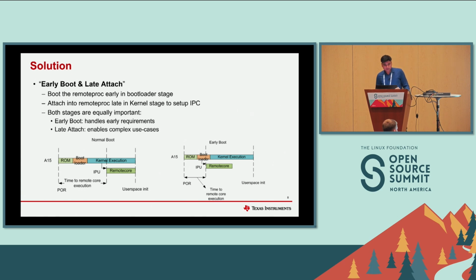What we do here is we boot this remote processor early in the boot stage through the bootloader, and then we attach to the remote processor late in the kernel stage to set up IPC, because the kernel is an IPC master. I want to stress here that both these stages are equally important. Your early boot handles early requirements like early display and early audio, while your late attach also handles complex use cases, like if you want to talk to your GPU or your DSPs, other processors. All of that is only enabled when you do a late attach to the processor.